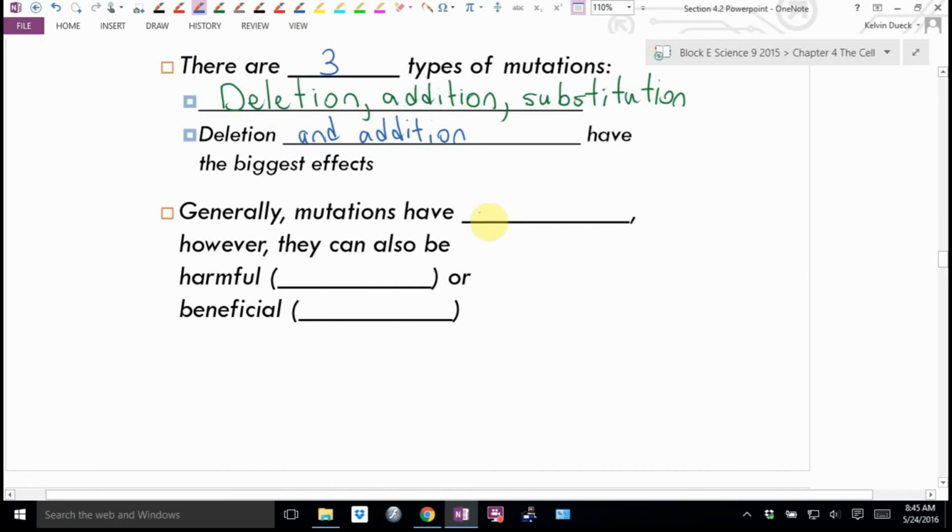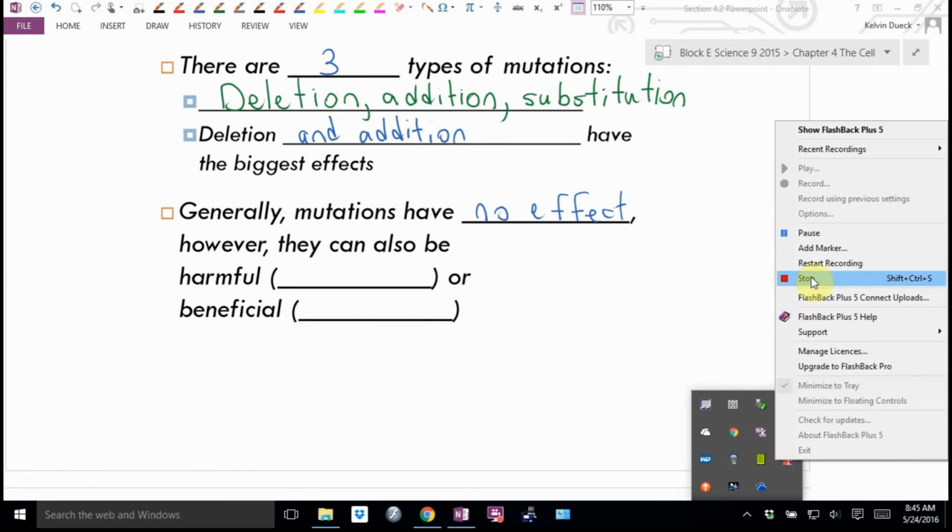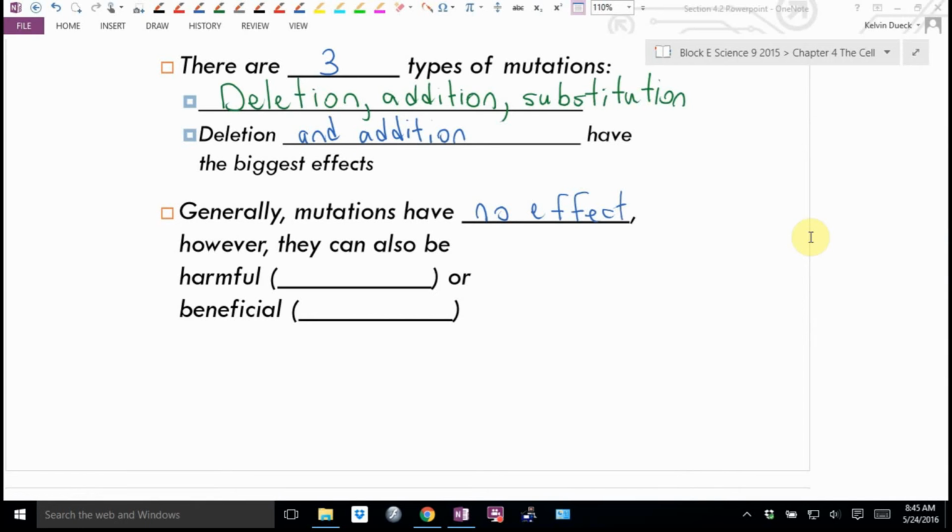Generally, mutations have no effect. Give me 1 second. So generally, mutations have no effect, but they can also be harmful. We call these negative or beneficial, helpful. What do you think we call those? Cole? Are you positive? Oh, okay. Let's talk about some examples of both in just a second.